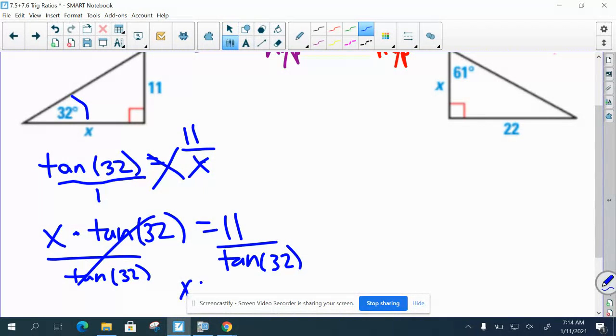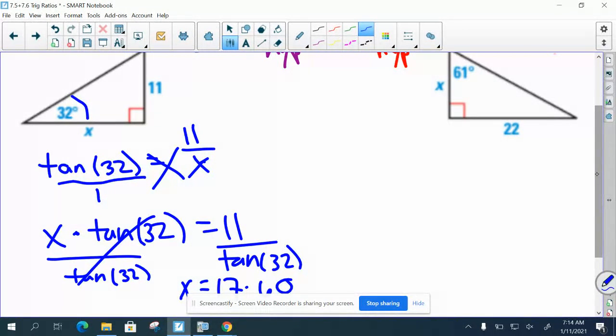So x is equal to 17.60. And now let's say we wanted to find the hypotenuse. If we wanted to find the hypotenuse, then we would do the Pythagorean theorem. So we do x squared plus 11 squared equals hypotenuse squared. Since x is 17.6, we would plug that in for x.